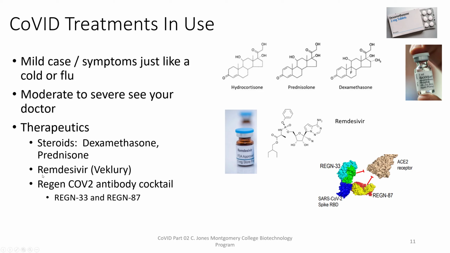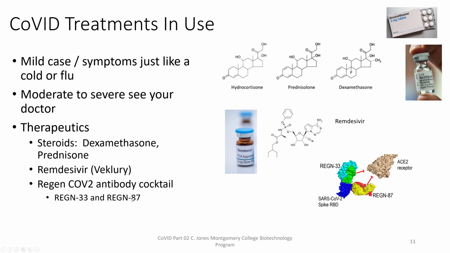Then the big headliner is remdesivir, right? This is the molecular structure of remdesivir. This is just a shout out to the chemists, especially the organic chemists out there. Remdesivir interferes with the RNA in the COVID-19. And then Regeneron has made an antibody cocktail, and it's a cocktail just because it's a mixture of 2 antibodies named Regen33 and Regen87. And basically companies just assign a number to each new drug that they make so they can keep track of it.